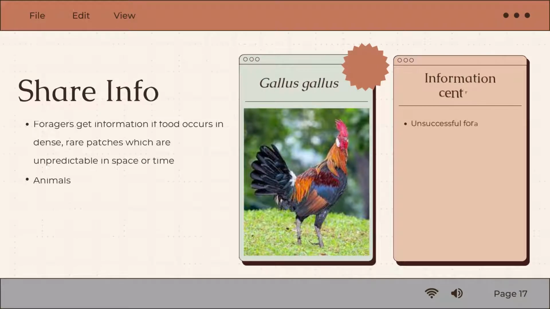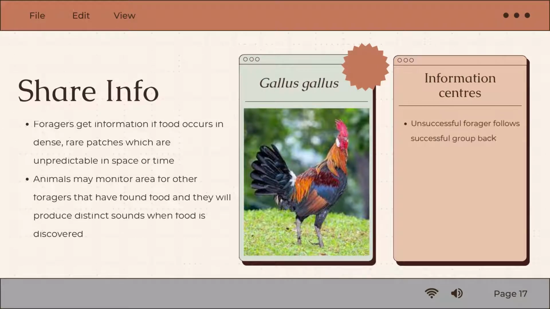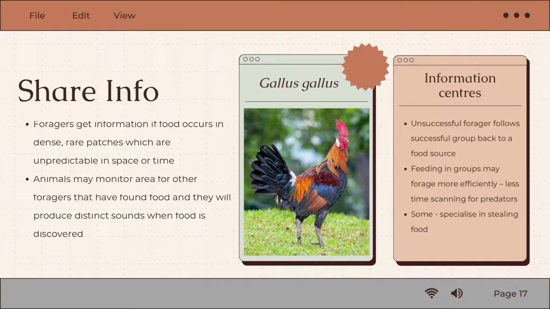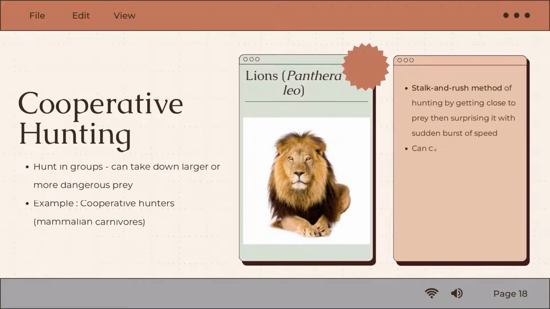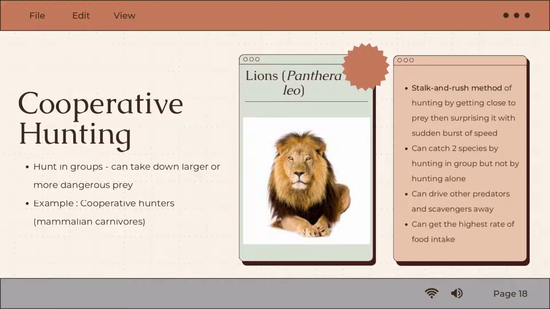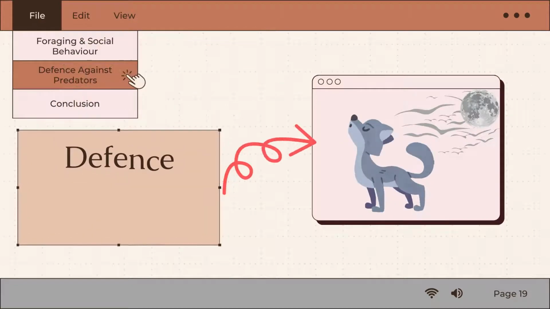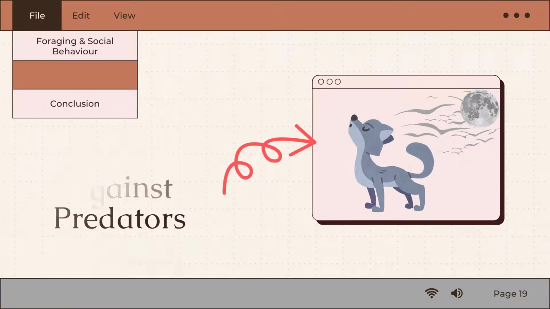The behavior of sharing information will benefit the foragers since they get information if food occurs in dense, rare patches which are unpredictable in space or time, such as gallus. Cooperative hunting applies to mammalian carnivores, especially lions, to take down larger or more dangerous prey. Lastly, defense against predators.